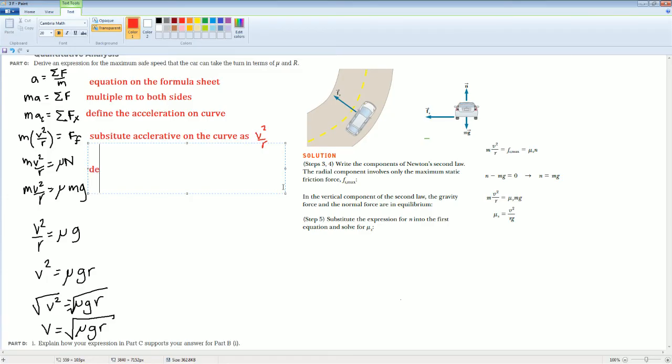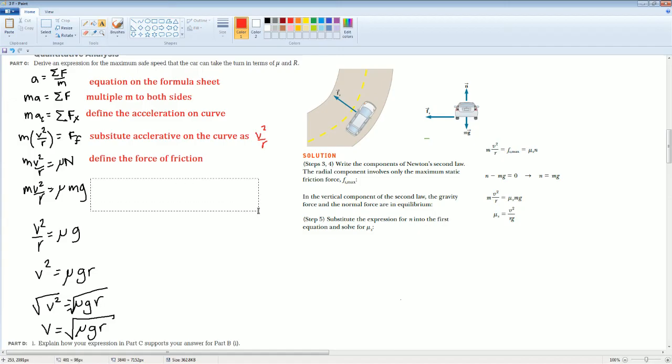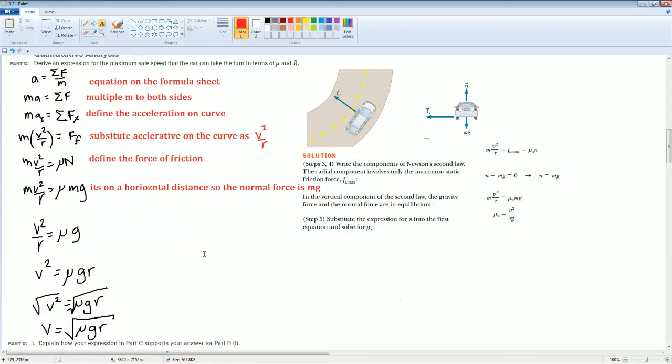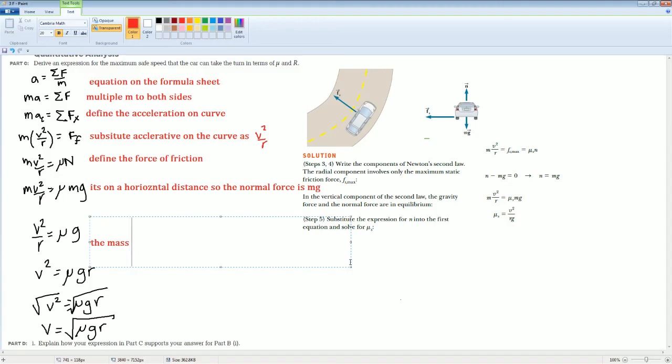Now you want to define the force of friction as mu times the normal force, and here it is on a horizontal surface. So the normal force is mg. A long time ago, we used to do this problem on a bank, so the normal force sometimes had a sine and a cosine part to it. The mass cancels.